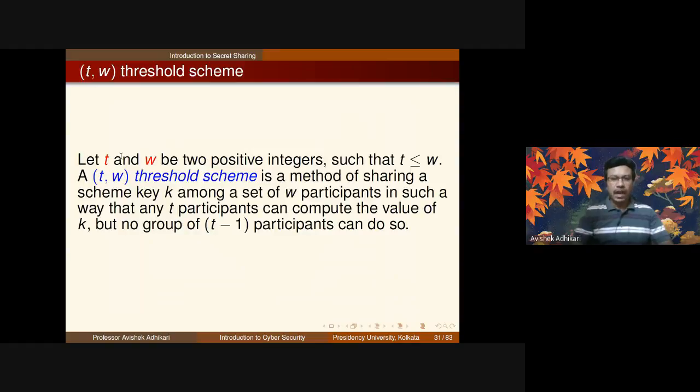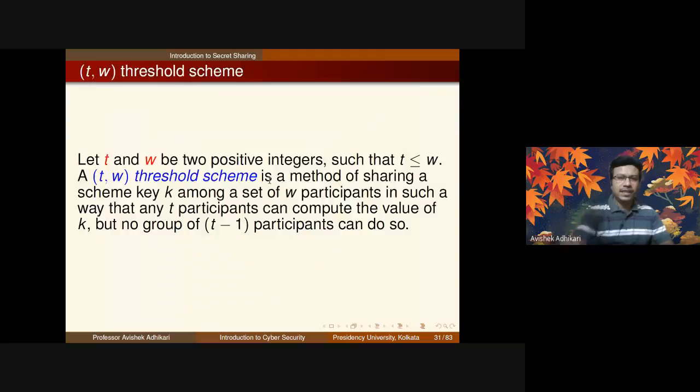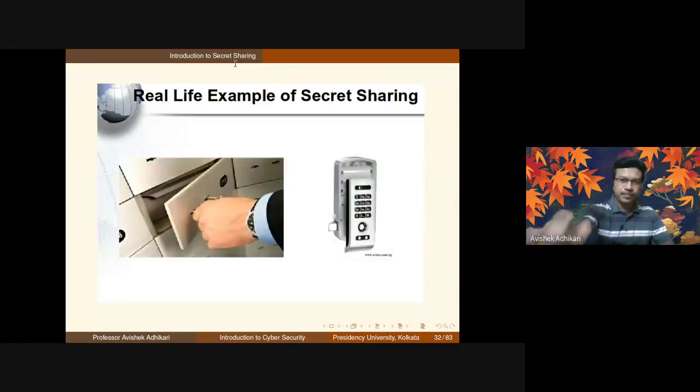That means the minimum number of participants required to open the lock. In my case, at least 2 friends are required to open the lock, so the threshold value is 2. If the number of participants is less than the threshold, that is T minus 1 or fewer, the lock cannot be opened. But if T or more participants join, they can open the locker. That is known as the (T, W) threshold scheme.